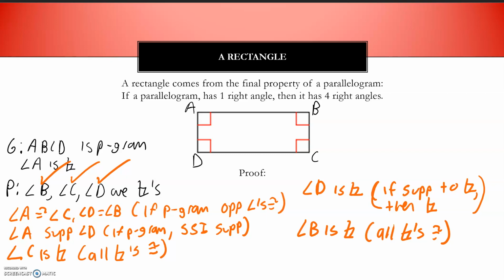Most proofs would have that in a little bit longer sentence that would go through the measurements, the 180, the 90, and probably use angle addition, so it would take you quite a few more steps.